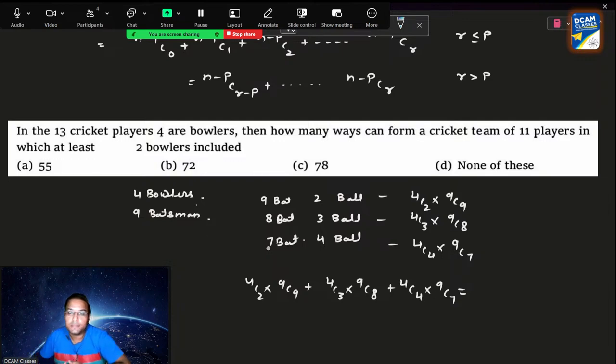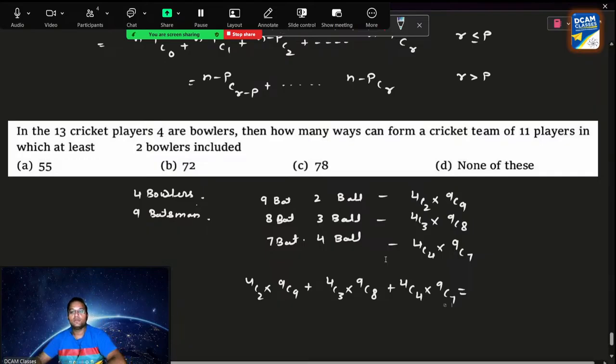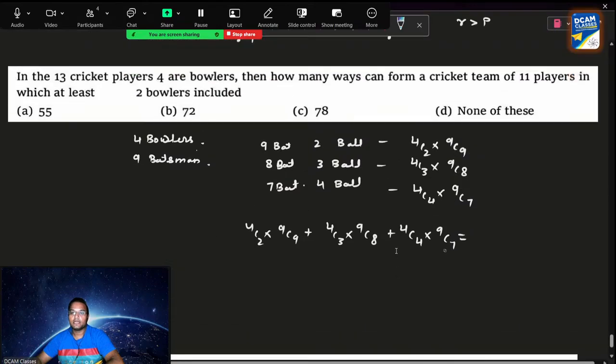Haripriya, see where did you make the mistake? Sir, I just did n minus k C r next. No, because they have given at least, na? At least was there. Either you can use 2 bowlers or 3 bowlers or 4 bowlers. Minimum is 2 bowlers. You understood your mistake, na? Yes, sir. Then if you multiply this, you'll get the answer, 78 you'll get.